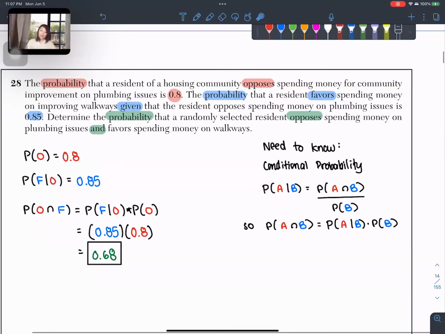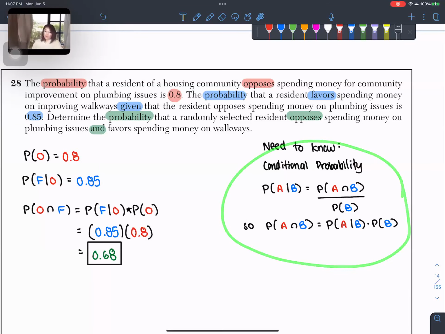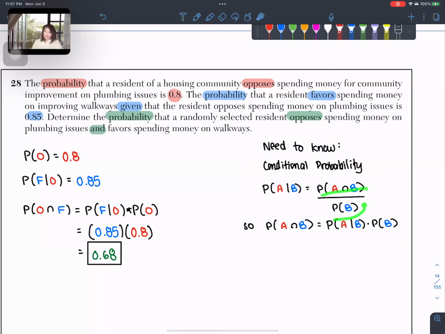Okay, the other thing to know is that it's a probability. So you need to know conditional probability, and the conditional probability formula is the intersection divided by P of B. And so the intersection is equal to this product if you manipulate it. So all you had to do was take the 0.85 and times it by 0.8, and that gives you 0.68. So this is the formula we're looking for.